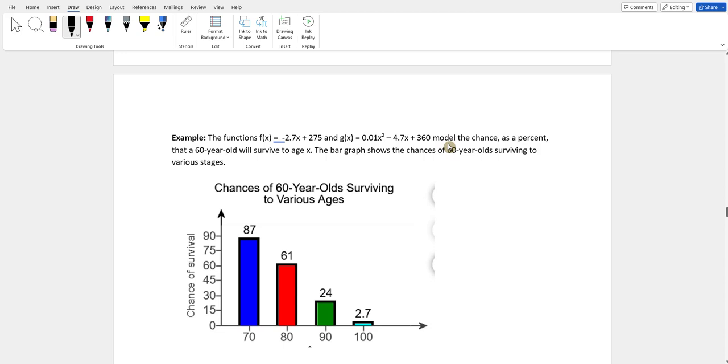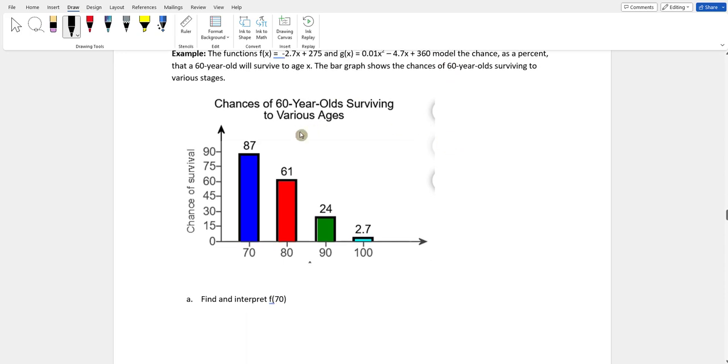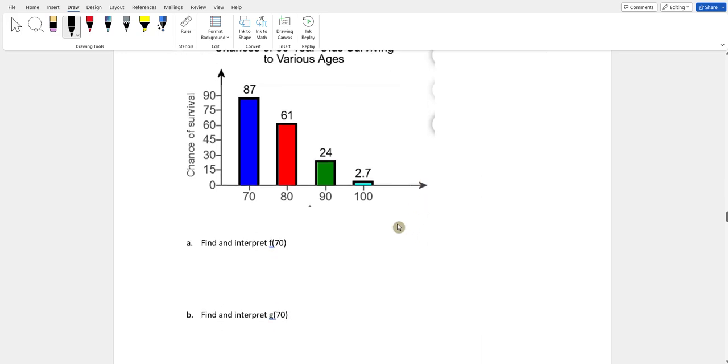The bar graph shows the chances of a 60-year-old surviving to various ages. So if you look at this graph, this is a 60-year-old. There's an 87% chance that they live to be 70. There's a 61% chance that they live to be 80, and there's a 2.7% chance that they live to be 100. We're going to find and interpret f of 70.